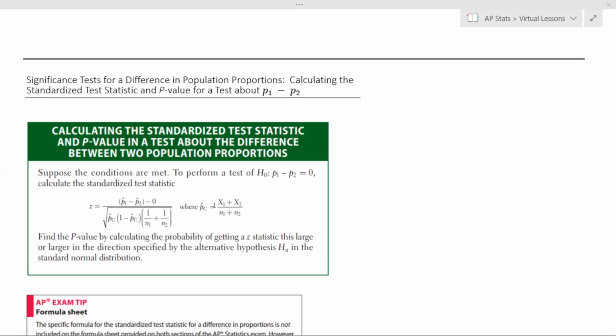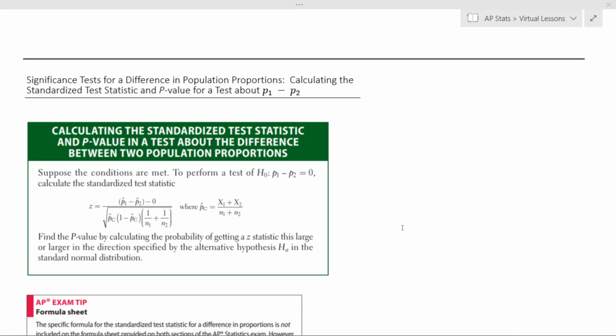Remember p_c is the pooled data, so it's the number of successes from both samples divided by the sample size of both samples added together. And then we find the p-value by calculating the probability of getting that z statistic, that large or larger, in the direction specified by the alternative hypothesis in the normal distribution.